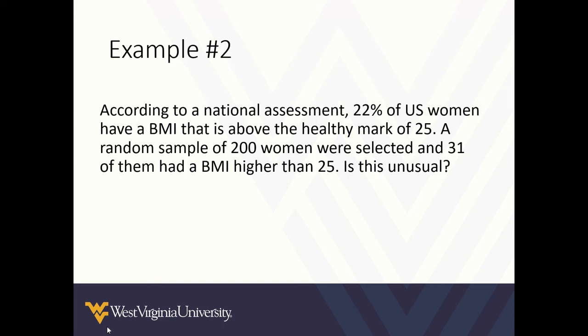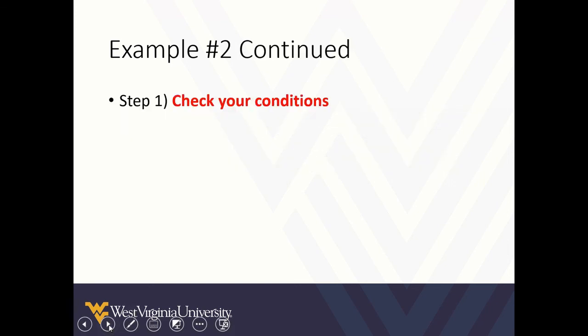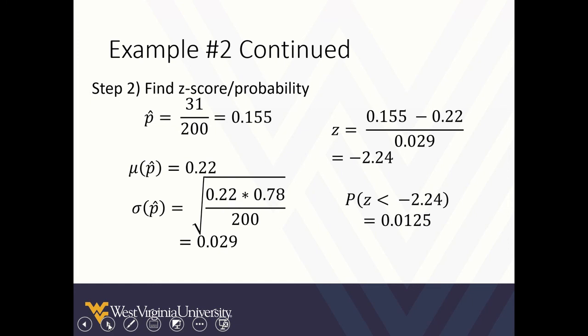So at this point, we can actually move forward and solve the problem using the central limit theorem for proportions. So we've checked our conditions. Now we can go ahead, as I said before, and solve our problem. We're going to find our z-score and probability. In this case, our p hat is going to be 31 over 200, which is equal to 0.155.